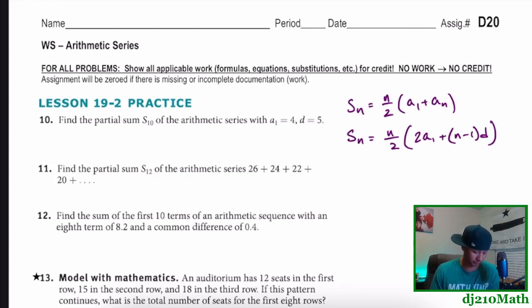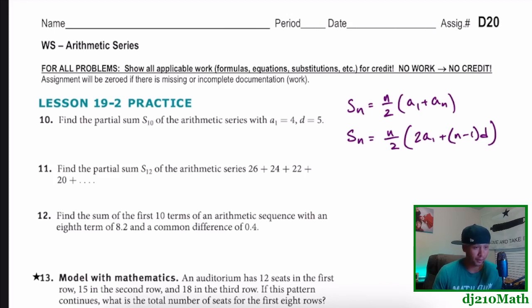So let's just start working through these. All right, number 10, find the partial sum of the first 10 terms, right? That's S sub 10. So the first 10 terms of an arithmetic series with a sub 1 is 4, and the difference is 5.